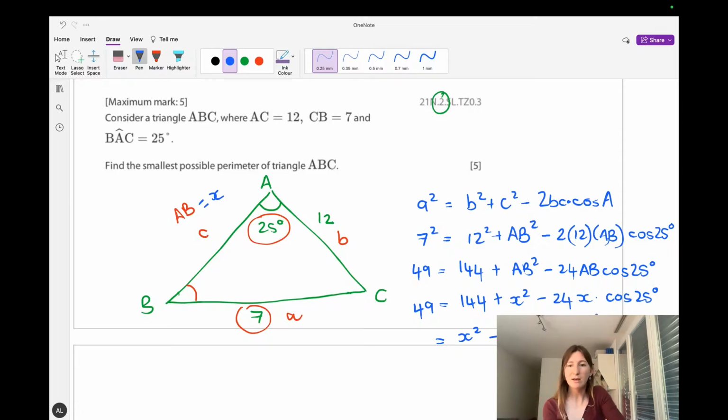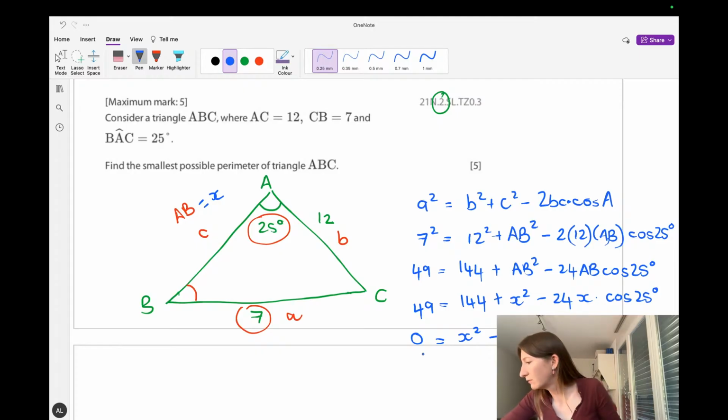Here we have a quadratic. With this quadratic, we need to find the values of x. That makes sense. We want the smallest possible perimeter of ABC. So I'm going to get 2 possible values here, and whichever one is the smallest value is going to be the one that gives me the smallest perimeter. So that's equal to 0, by the way. And now we just need to go and solve it.